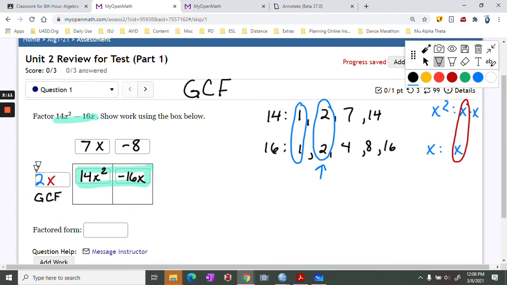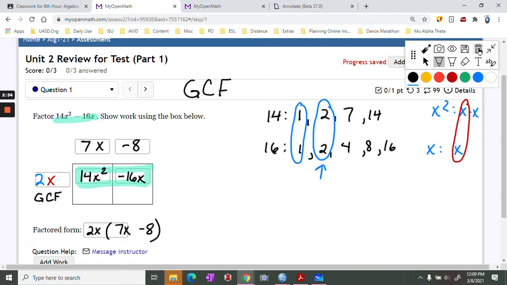So what is my factored form? It's my GCF times the remainder, what we got after we divided everything out. Okay? All right, if you have any questions on this one, please email me. Okay?